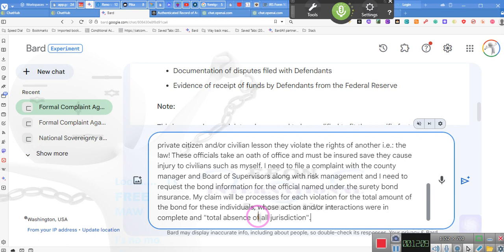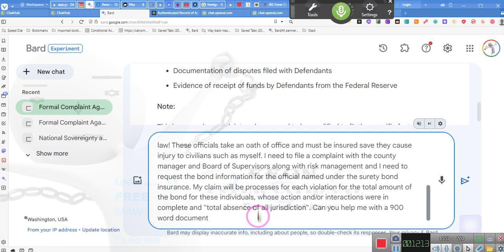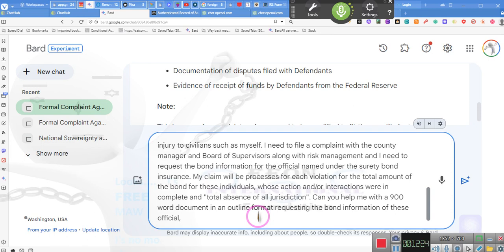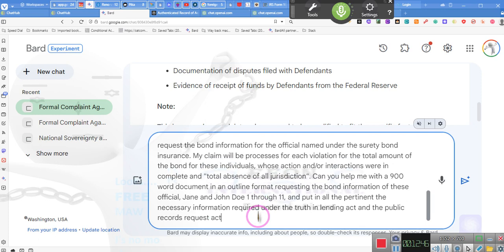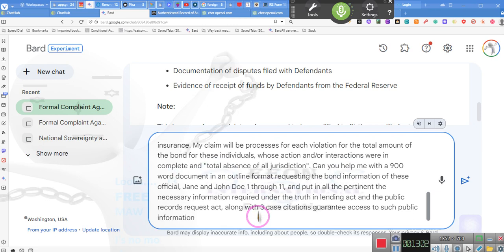Can you help me with a 900-word document in an outline format requesting the bond information of these officials, comma, Jane and John Doe 1 through 11, comma, and put in all the pertinent and necessary information required under the Truth in Lending Act and the Public Records Request Act, comma, along with three case citations guaranteeing access to such public information? Question mark. Stop listening.